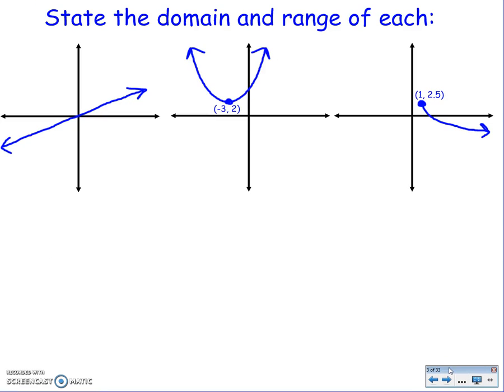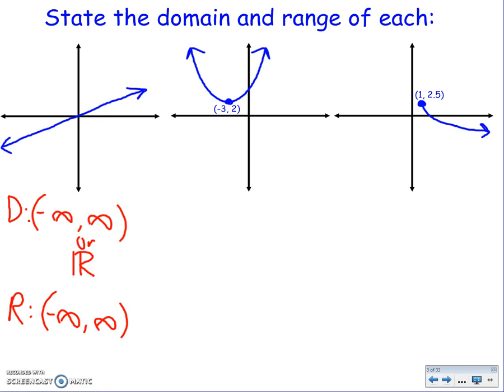So starting off is domain and range. Remember, for domain, you always ask yourself the question, how far left does the picture go? How far right does the picture go? So for this left picture, it goes left forever, so negative infinity. It goes right forever, also infinity, or sometimes we say all real numbers. For the range, we ask the question, how low does the picture go? And then how high does the picture go? It goes down forever, so negative infinity, and goes up forever, positive infinity. So also all real numbers.